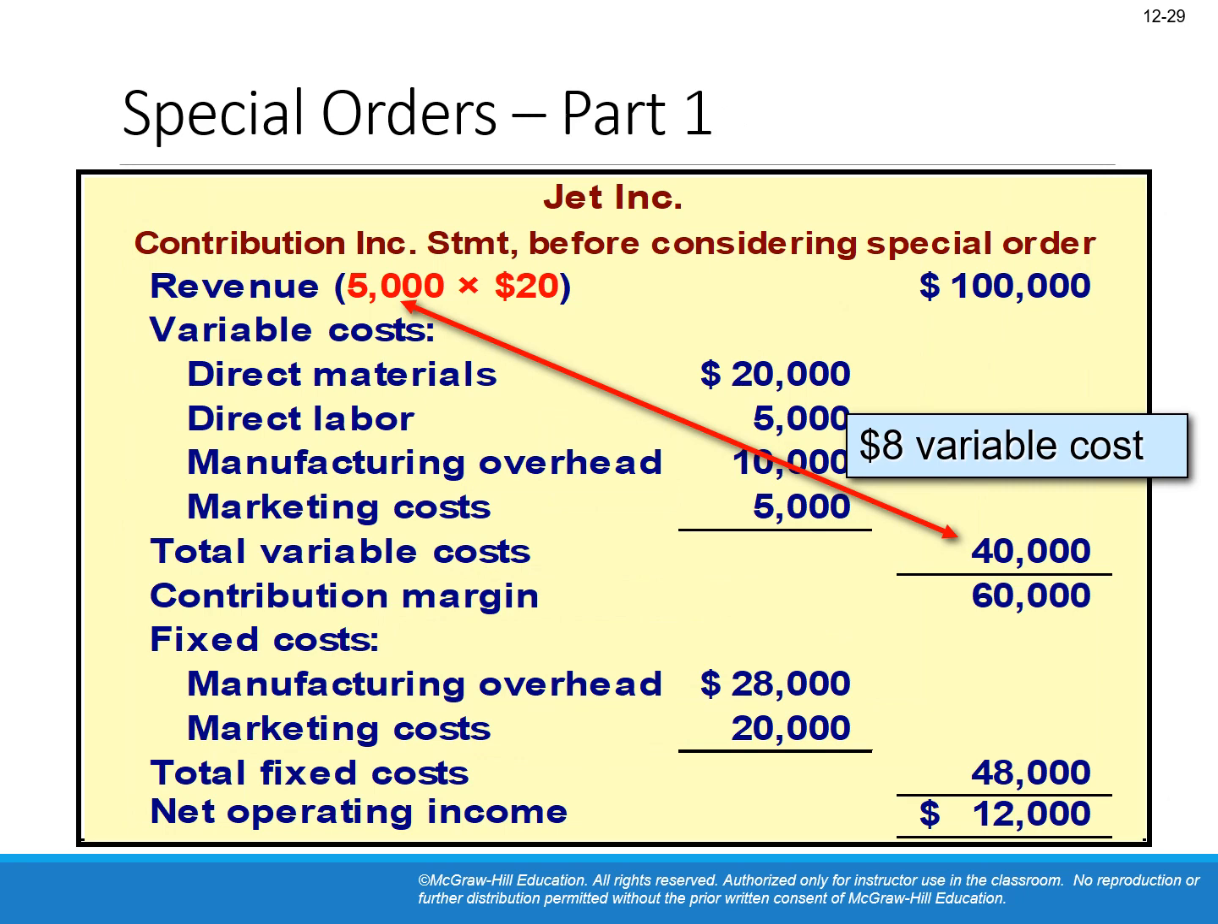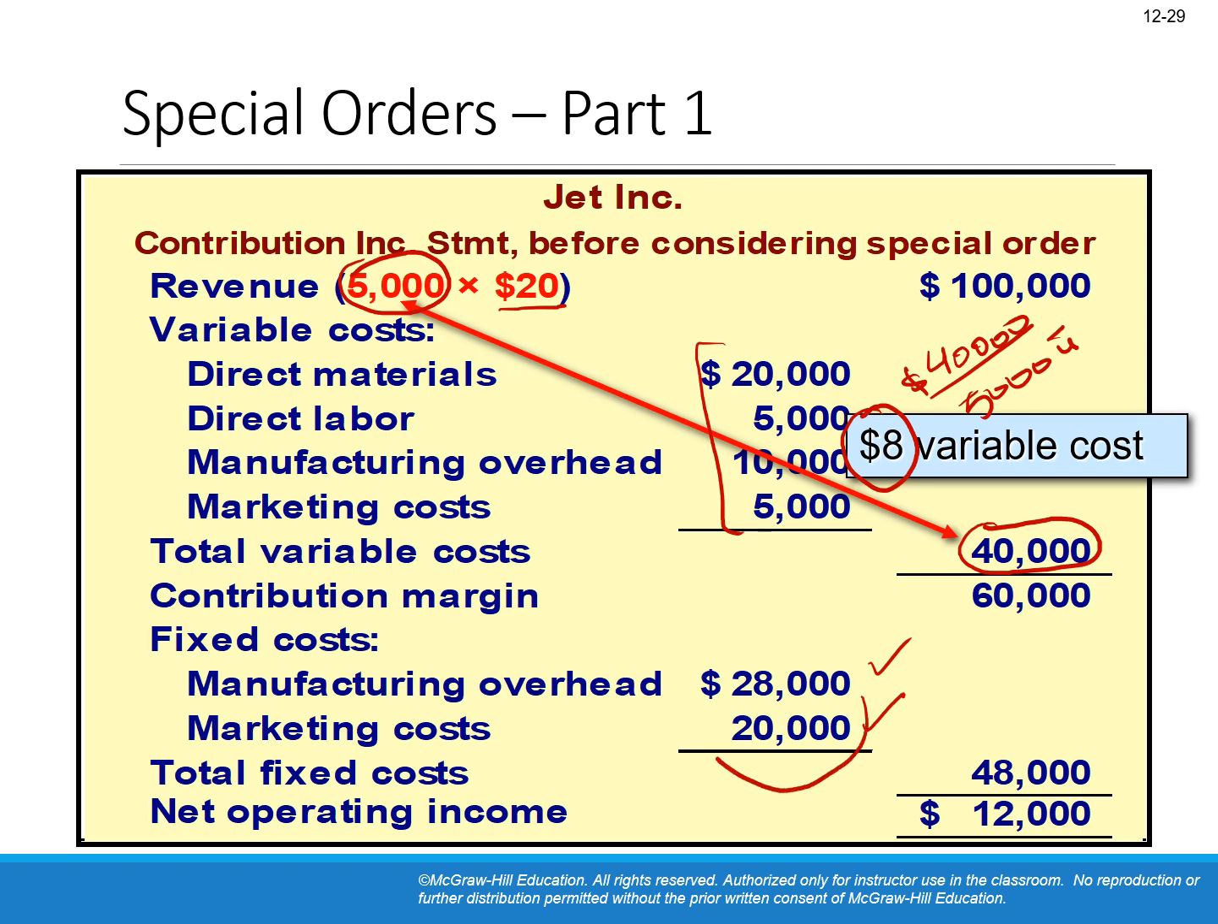The income statement of the company says that they produce and sell 5,000 units and the selling price is $20, so $100,000 is the total revenue, less variable costs, which will give you $40,000 total variable cost per 5,000 units. So per unit, it's $8, which is the $40,000 divided by 5,000 units. And then you have manufacturing overhead and marketing costs. Whether to accept the special order or not has nothing to do with those. It only has to do with the variable cost.